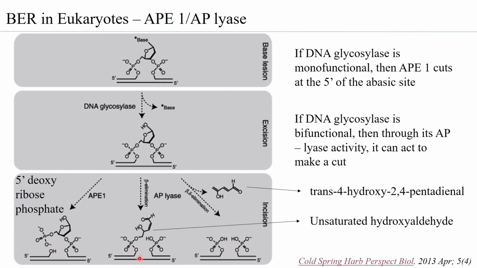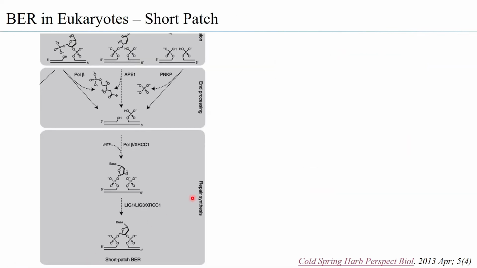So in all these cases you have an abasic site with a nick that has been formed with respect to the sugar and the phosphate of the DNA. Now we look forward. So you have in BER a short patch BER. So we will understand what a short patch BER is.